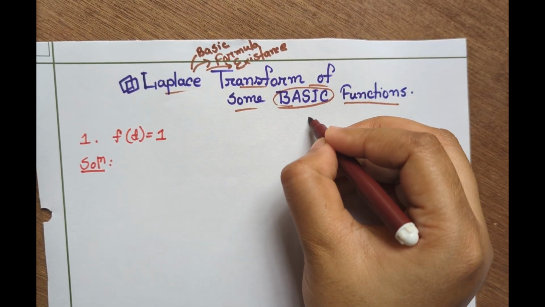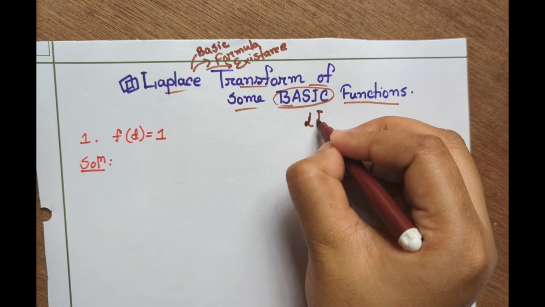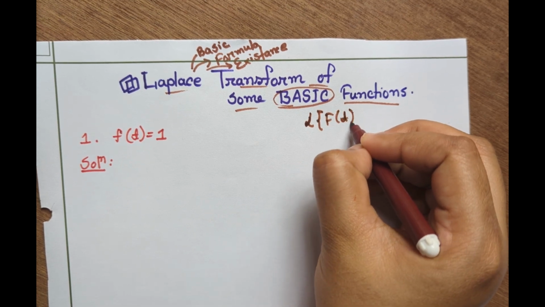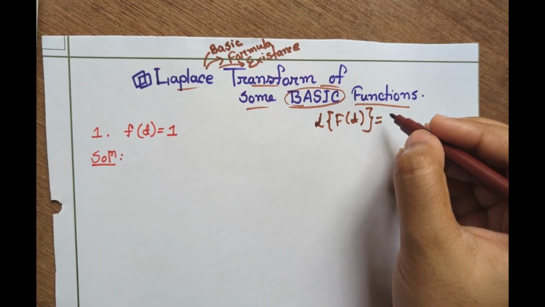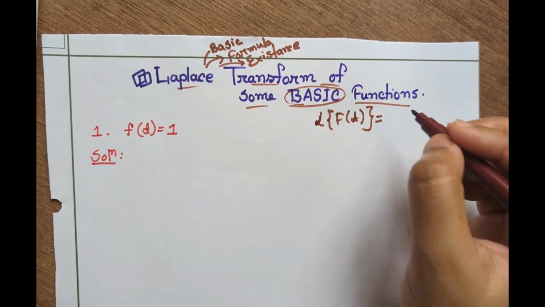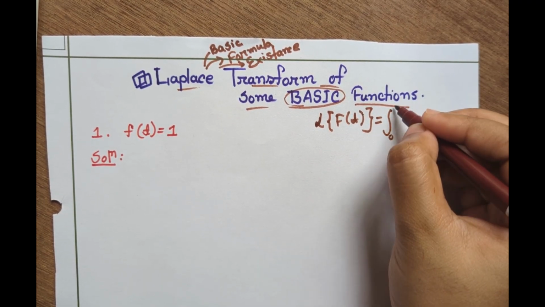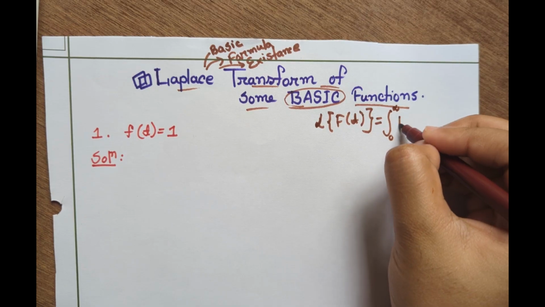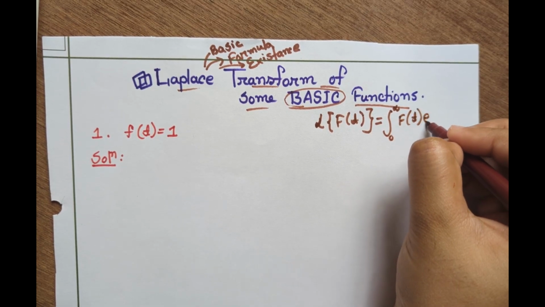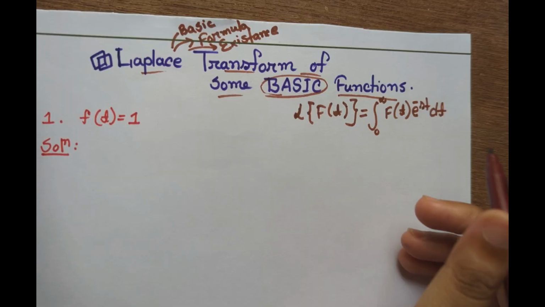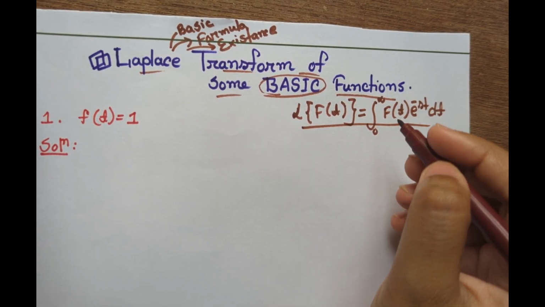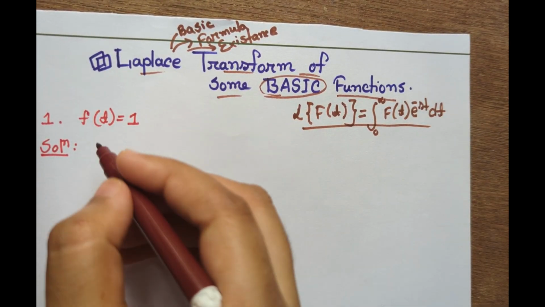We have said that the formula of our Laplace transform of any function is: suppose f of t is a function, then the Laplace transform of this f of t function will be the integration from 0 to infinity of f of t e to the power minus st dt. Using this basic formula, now we will find the Laplace transform of some basic functions.